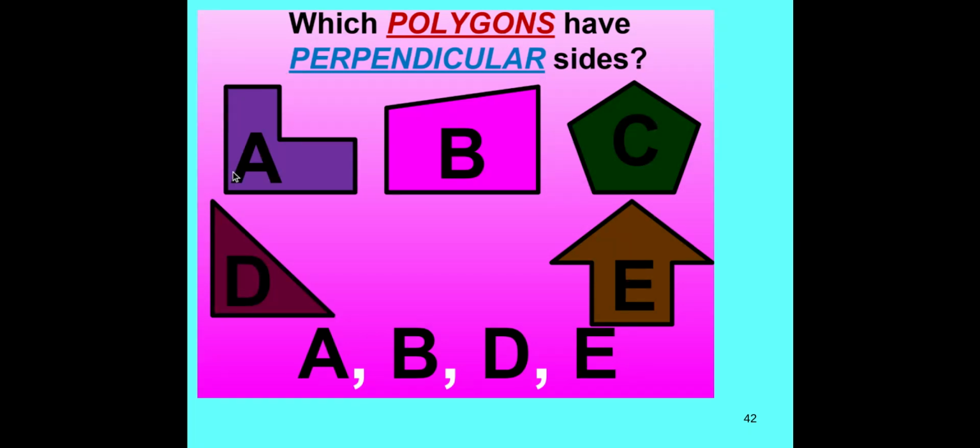A makes right angles at all of the corners. B makes perpendicular sides with right angles at the bottom corners. C, there are no right angles. D has perpendicular lines here because it makes a right angle in the corner. And E has perpendicular sides because it makes right angles at the bottom.